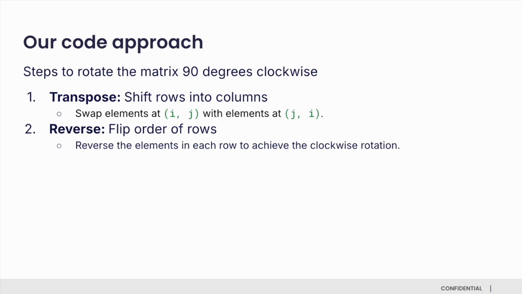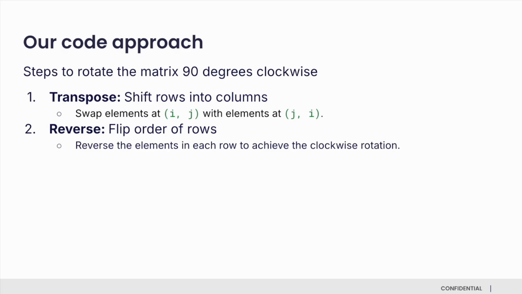Now that we've reviewed how the matrix elements move, let's think through the steps in our solution. Rotating a matrix by 90 degrees is going to involve 2 main operations. The first one will be transposing the matrix, which is when we're going to be converting rows into columns by swapping elements at ij with elements at ji. The next thing we want to do after transposing is reverse the elements in each row so that it will complete the clockwise rotation.